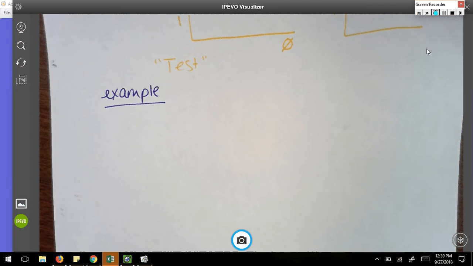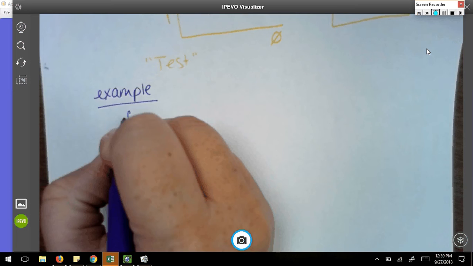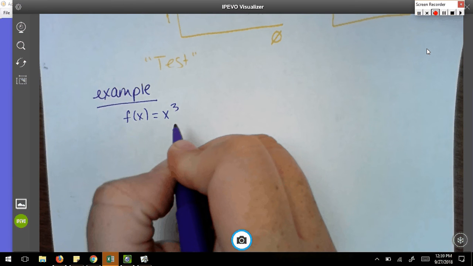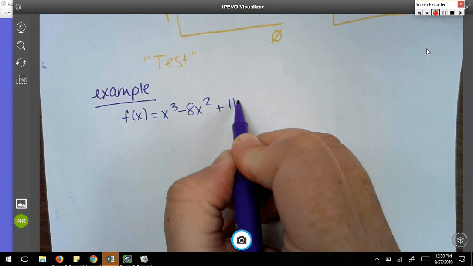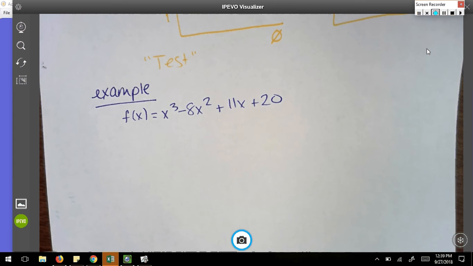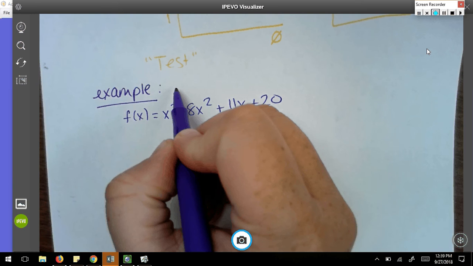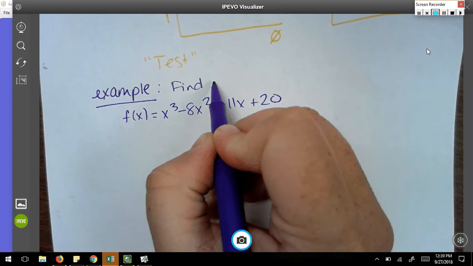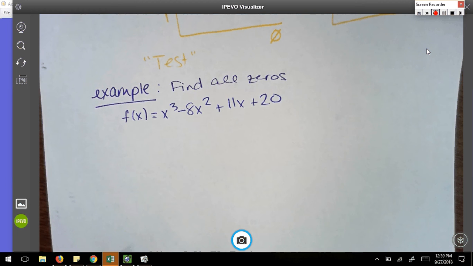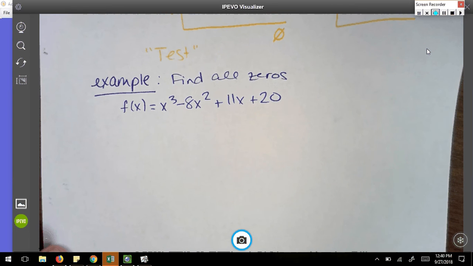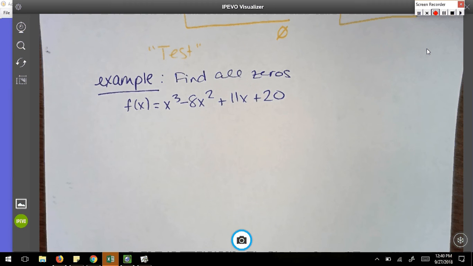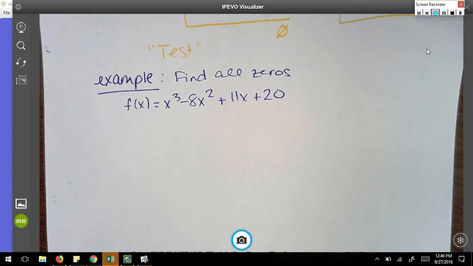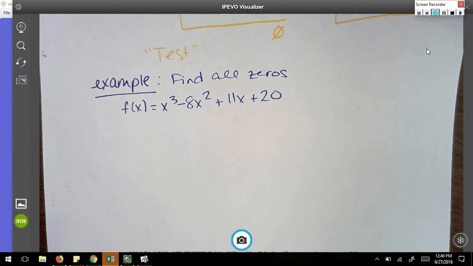All right, let's go. F of x equals x cubed minus 8x squared plus 11x plus 20. The directions say find all zeros. So, I know to find zeros, I need to factor and set each piece to 0. But as I look at this, I don't know how to factor that. Do you agree? Yeah. Okay. So, what am I going to do? Find them PRZs. All right. So, let's find the PRZs first.